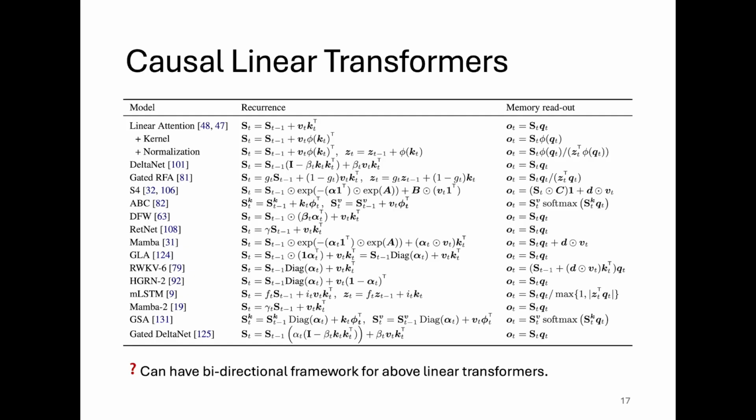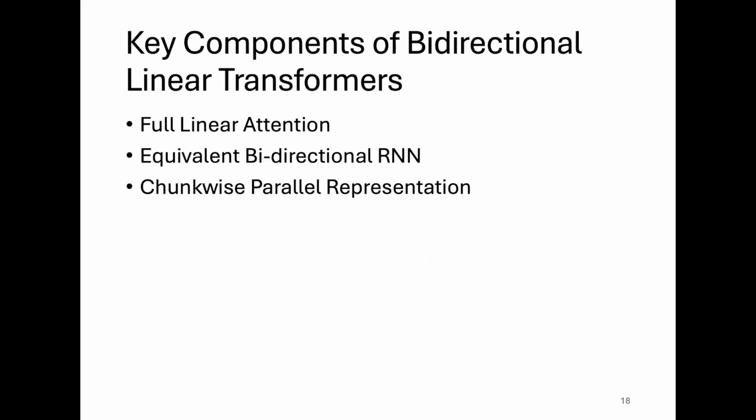So one question one can ask is, now that we have all these forms for causal linear transformers, can we have a mapping of them to bidirectional form, and what are the advantages and disadvantages of different mappings? That's what we want to investigate in this talk and in our paper. So what are the key components of bidirectional linear transformers? We would like full linear attention, an equivalent bidirectional RNN, and an equivalent chunkwise parallel representation, where you can decide how much of an RNN you want it to be and how much of a full parallel form.